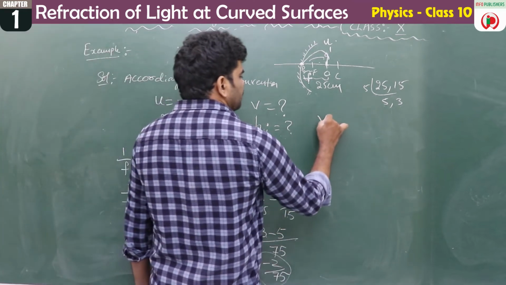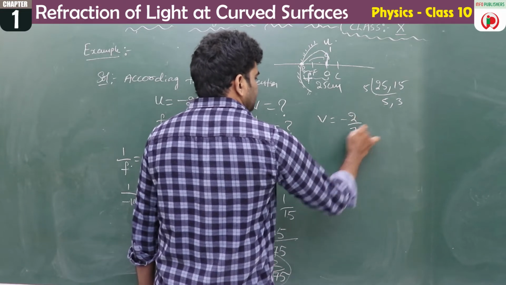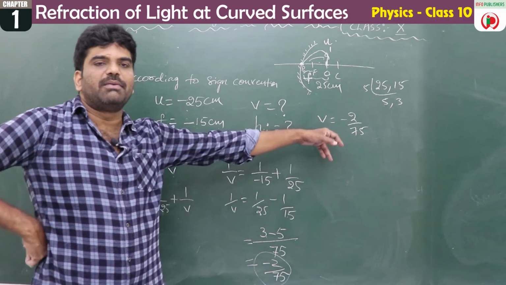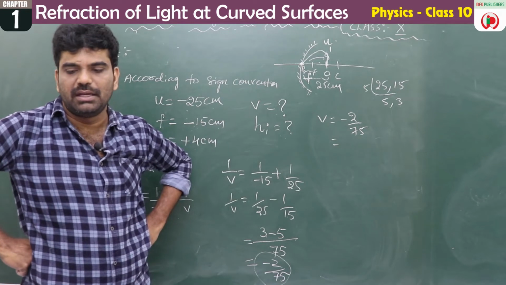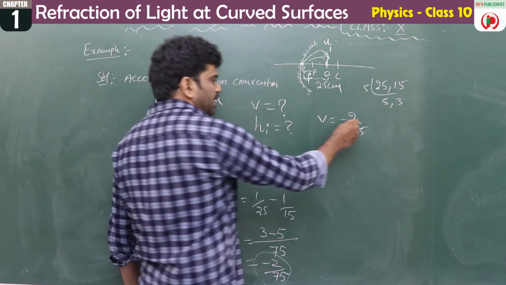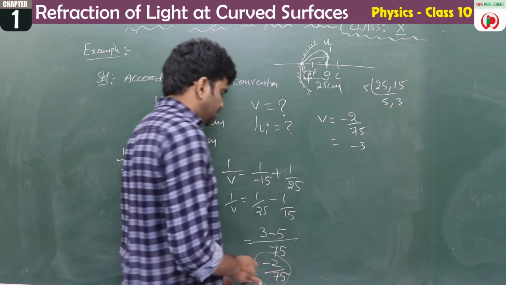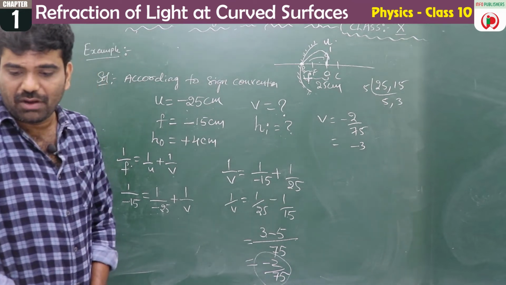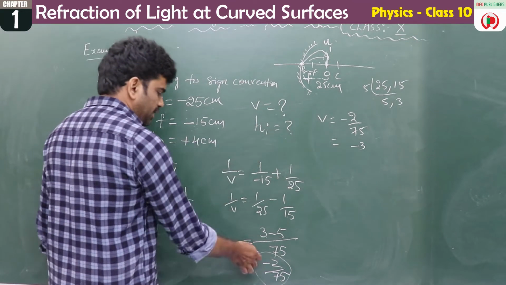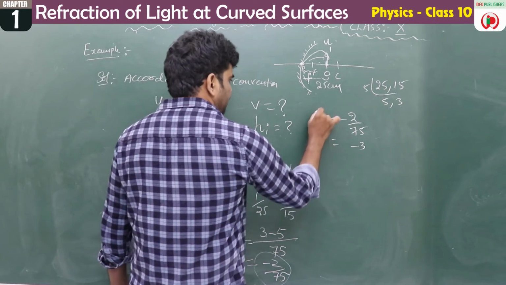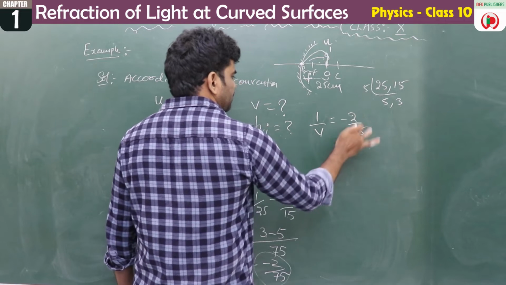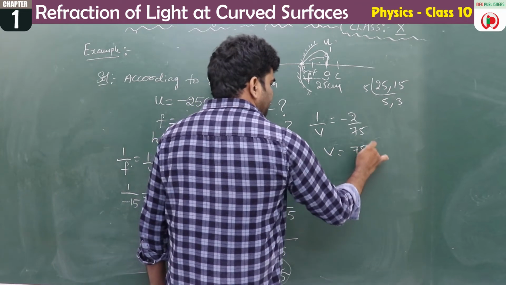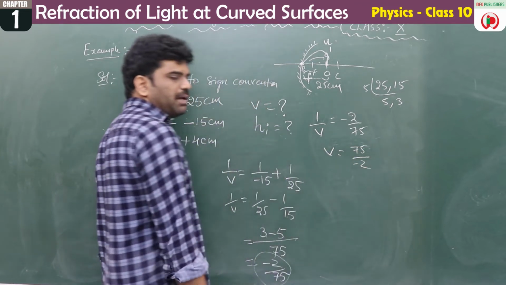So this value is 1 by v. 1 by v is minus 2 by 75. Then v is equal to, you just invert this, 75 by minus 2.